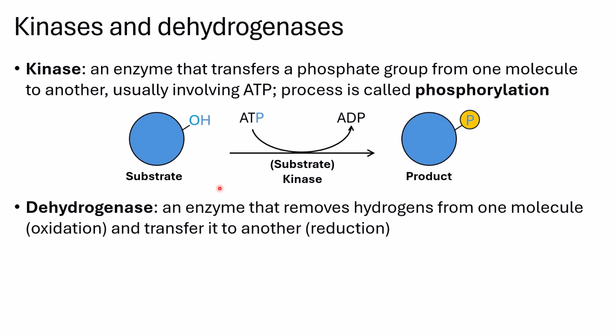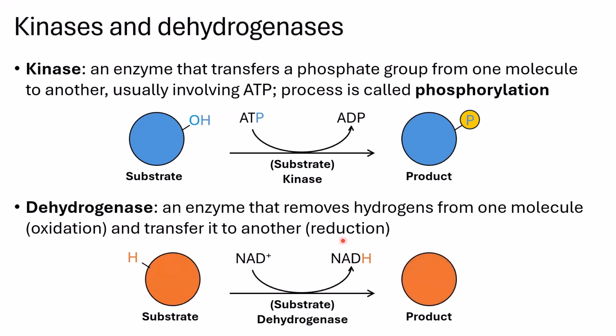A dehydrogenase is an enzyme that is involved in redox reactions, and specifically it removes hydrogens from one molecule, which oxidizes it, and transfers the hydrogen to another molecule, which reduces it. As mentioned, NAD+ is usually reduced to NADH in these processes, although there are other factors used as well.